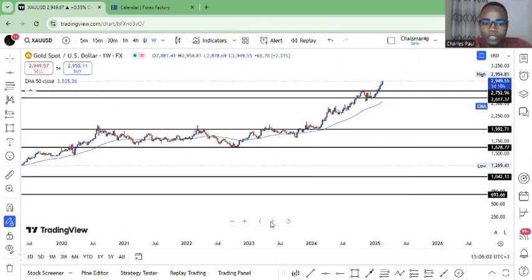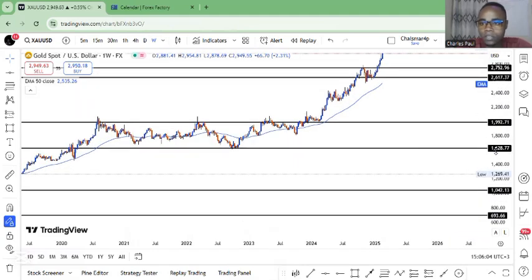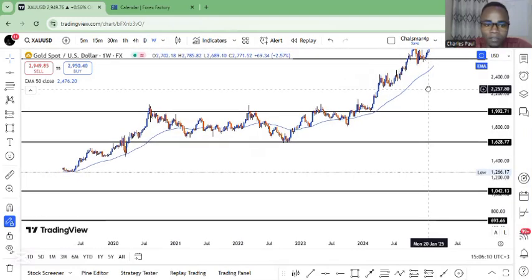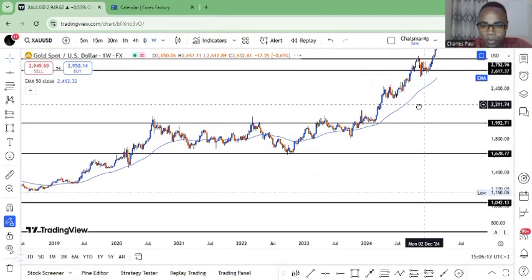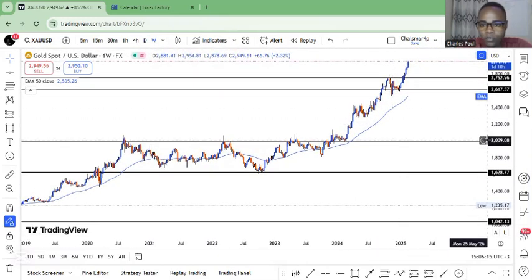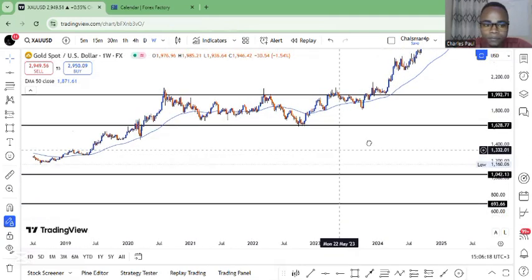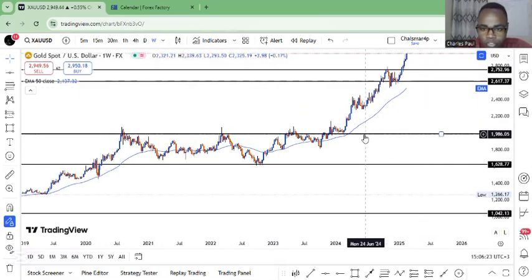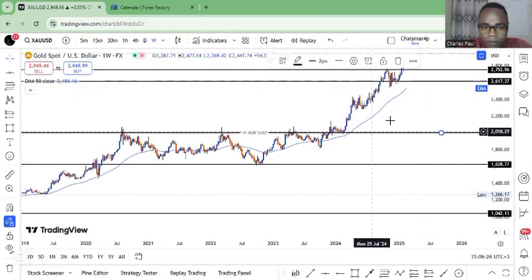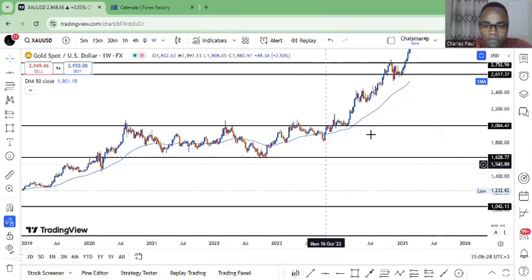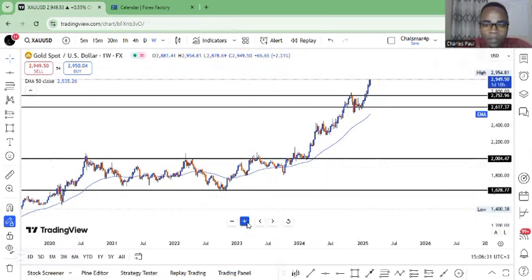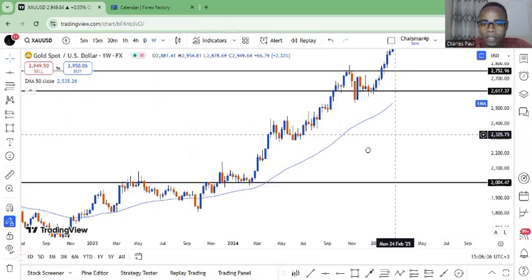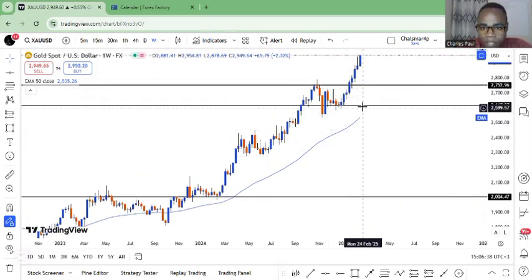On the weekly time frame, we need to modify these drawn zones, but also add other zones if possible. So for example, over here, you can see this zone clear here. Also this one is easily visible. Another level over here is easily visible as well.